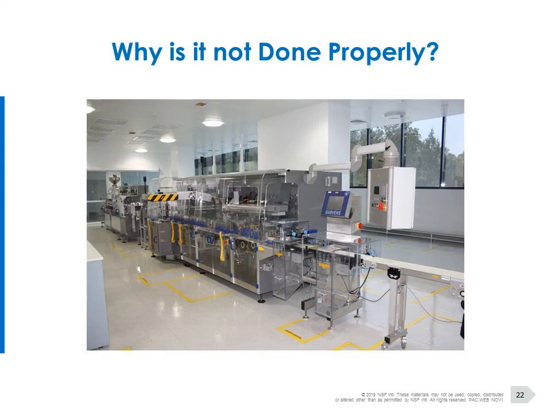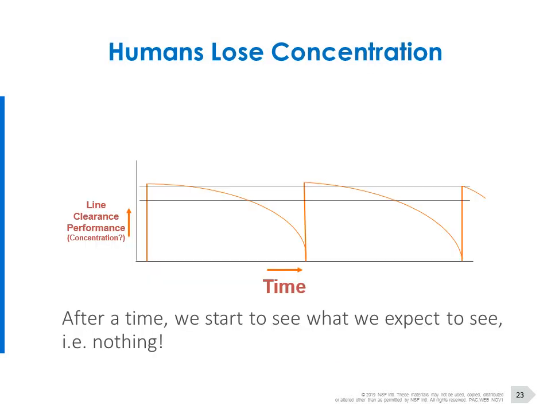So why is it so difficult to do a proper line clearance? Well, if you look at it, line clearances, to do them properly, actually take quite a long time. And humans lose concentration, so this just shows that after a time we start to see what we expect to see, that is nothing, and therefore you become very complacent and perhaps don't search and don't look very carefully and don't expect to find anything.